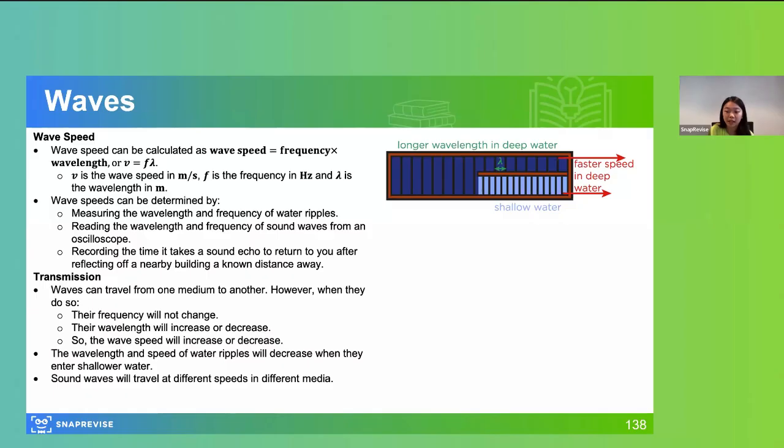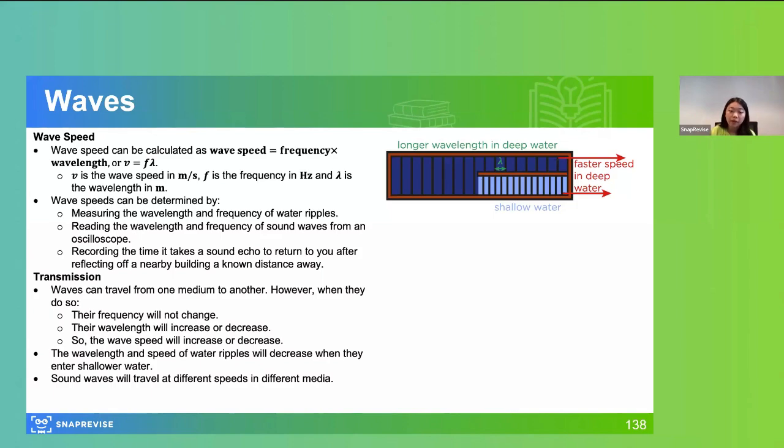Transmission is something I do want to look at because it's a little bit more theory-based. Waves can travel from one medium to another. However, going from, for example, air to water is not as simple as the wave just going through. Even though the frequency doesn't change, the wavelength will increase or decrease depending on which medium it goes to. And because we know the equation, wave speed equals frequency times wavelength, the wave speed is also going to increase or decrease depending on the wavelength. So if there's an increase in wavelength, because frequency doesn't change, wave speed's also going to increase. If the wavelength decreases, the wave speed's also going to decrease when you're traveling through a different medium.